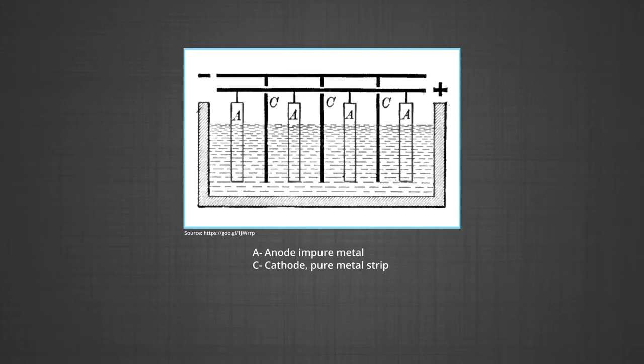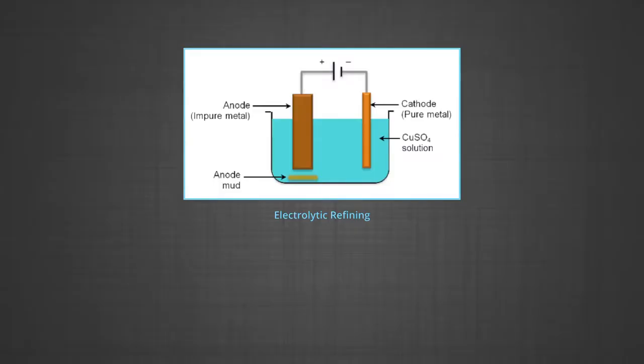have studied previously. The reactions are: at anode, the metal gets oxidized to form metal ion and releases electrons. The electrons travel through the wire, and at cathode, the metal ions pick up these electrons to form metal. Copper is refined using this electrolytic method. Anode is of impure copper and cathode as pure copper strips are taken.